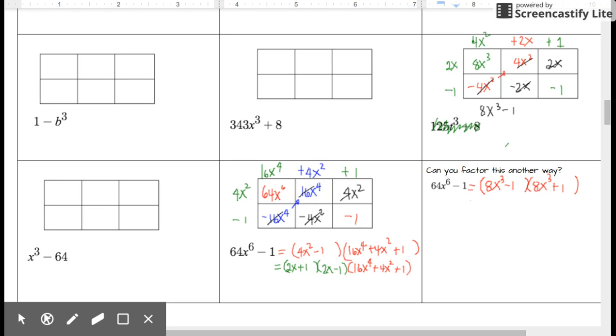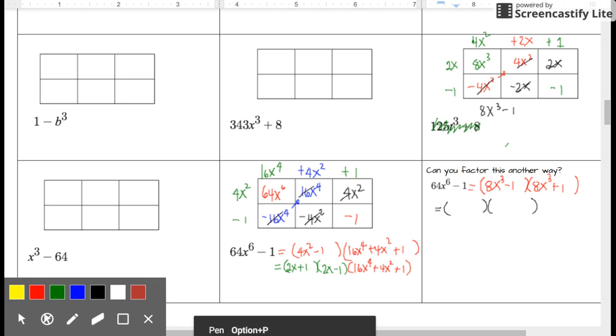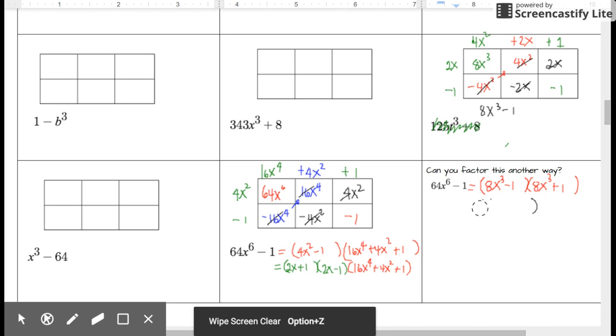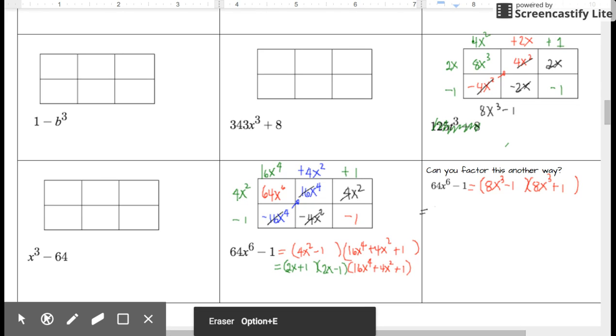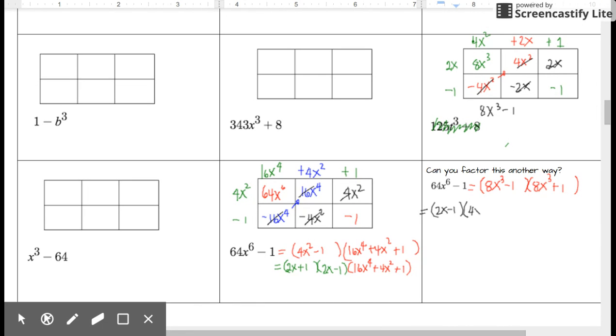So therefore, we can find the factors of this. So let's put here, the binomial factor is 2x minus 1. And the trinomial factor is 4x squared plus 2x plus 1.